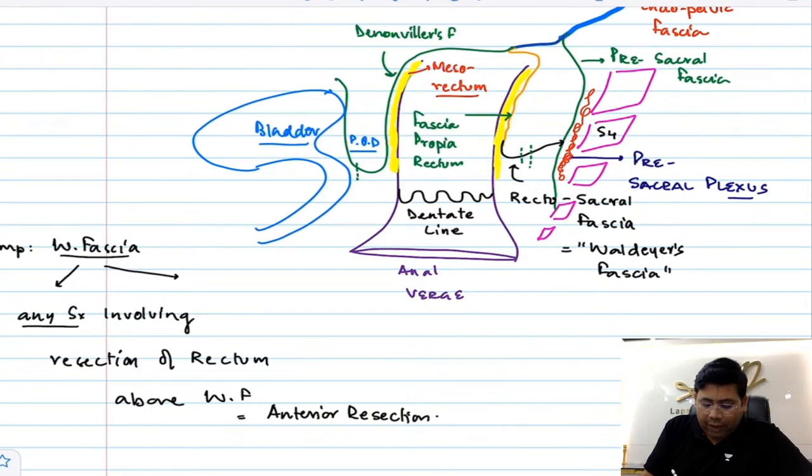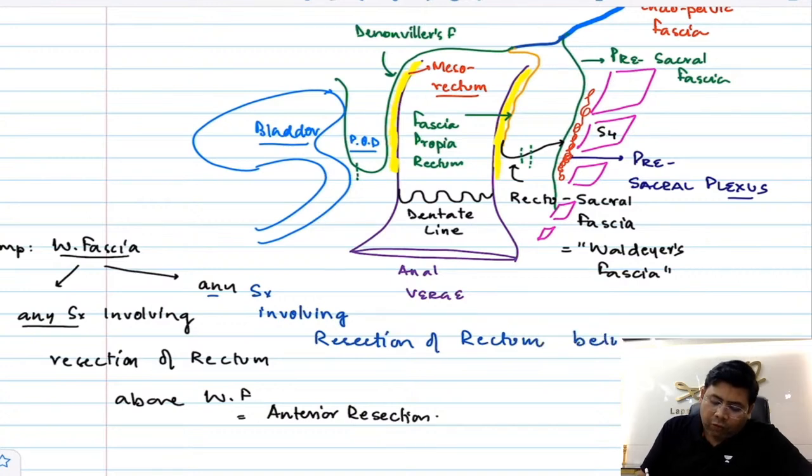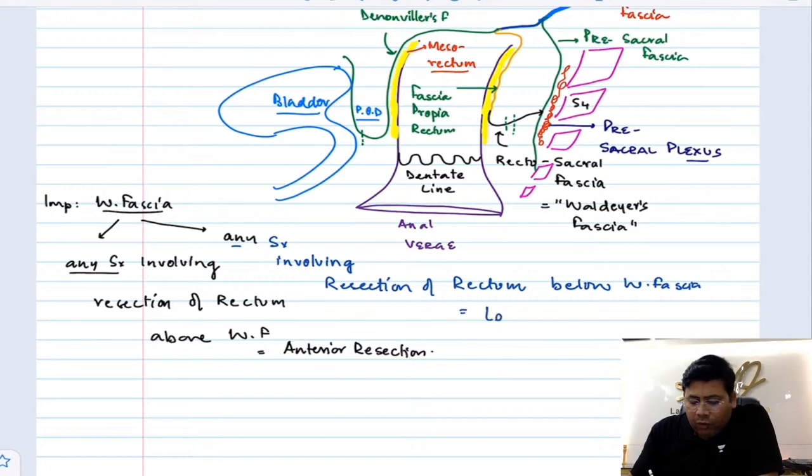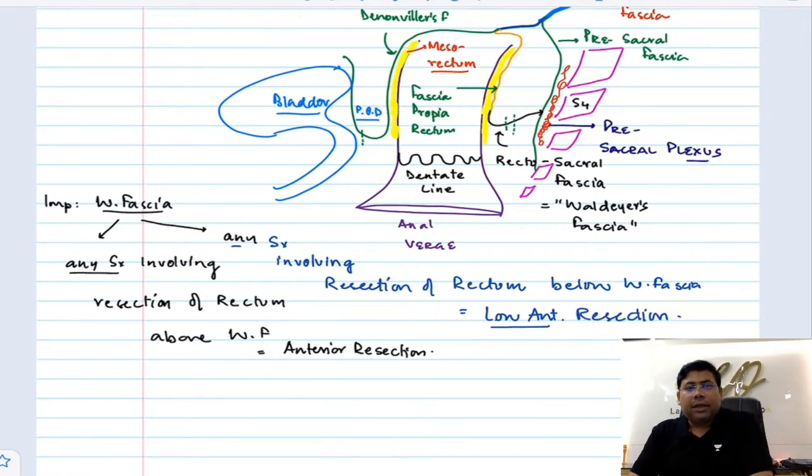Are you getting? So, any surgery involving resection of rectum below Waldeyer's fascia. Do you know when you cut the Waldeyer's fascia, you actually enter into the deep rectal space. So that is what is known as low anterior resection. Are you getting? So what is the concept of low anterior resection? If we do the surgery above the Waldeyer's fascia, that is known as anterior resection. If we go below it, that is what is known as low anterior resection.